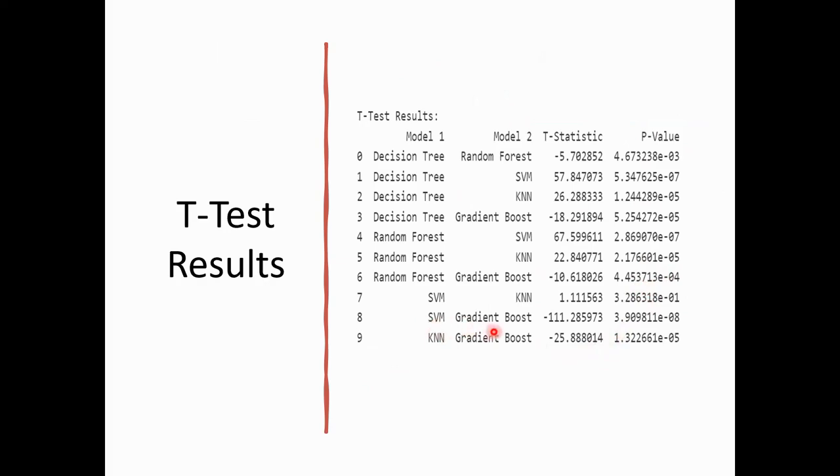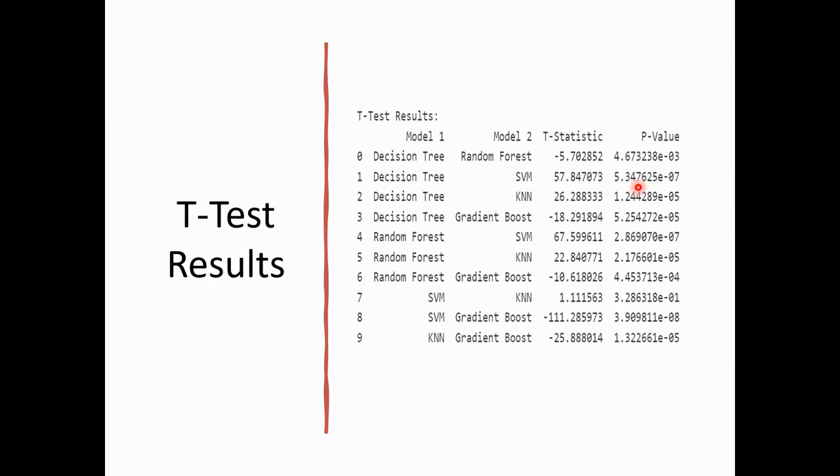For example, if you consider SVM and KNN, the value is 0.32, which is greater than 0.05. That means there is no significant difference between these two models, so we can straight away take them out of our list when considering a top model. Whereas the others are less than 0.05, for example this one is to the power of minus 7, a very minimal value, so we can consider them.